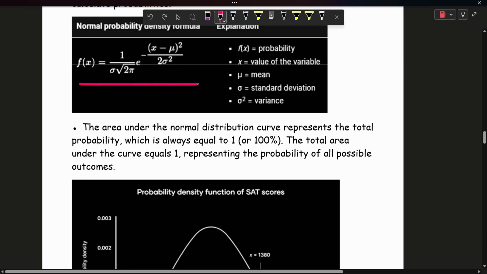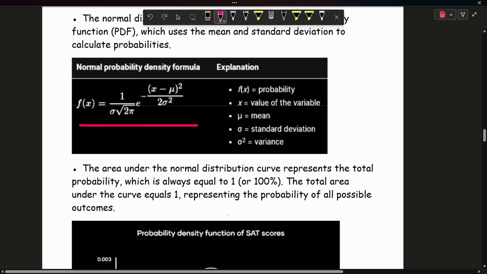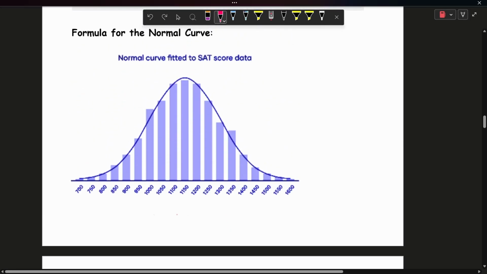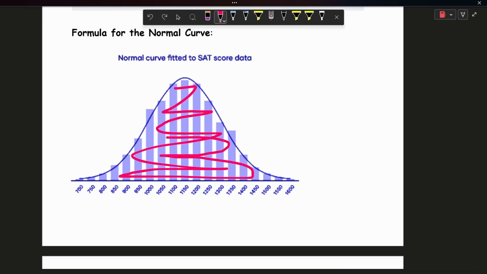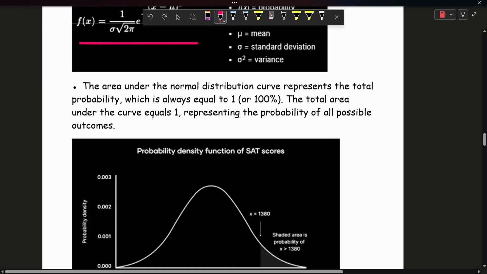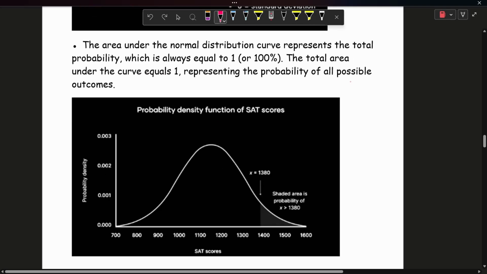As we saw earlier, this is the formula where x is the value of the variable, f of x is the probability function, mu is the mean, sigma is the standard deviation, and sigma square is the variance. The area under the normal distribution graph is always equal to 1, that is 100%. If we calculate the area under this curve, it will be equal to 1, that is 100% of the data will be present under this curve. The total area under the curve is equal to 1, representing the probability of all possible outcomes.